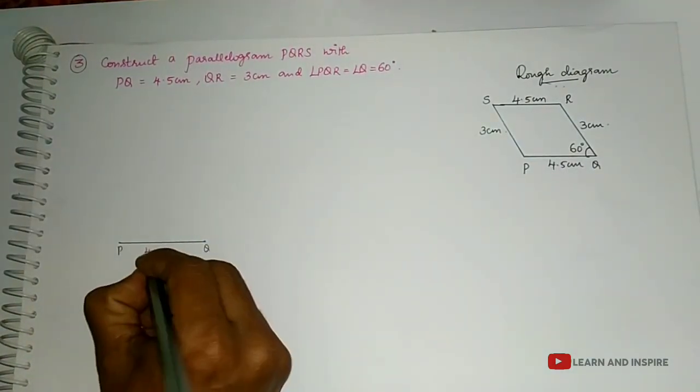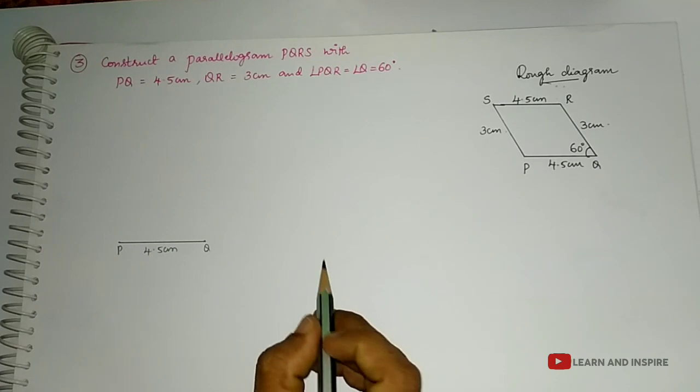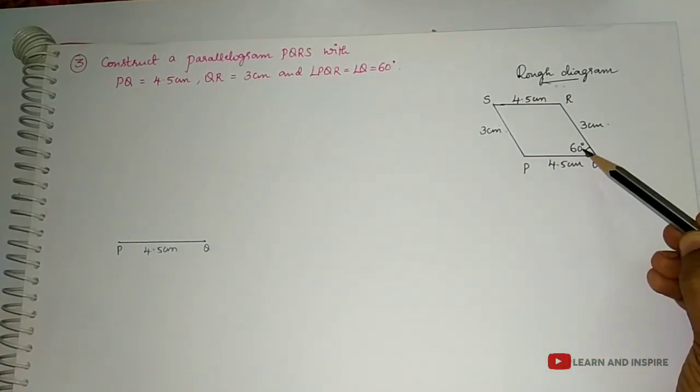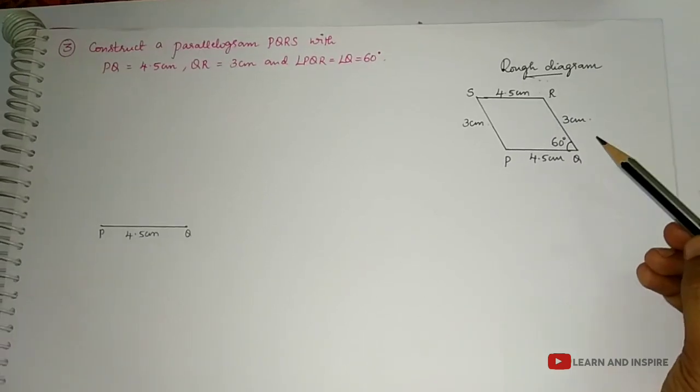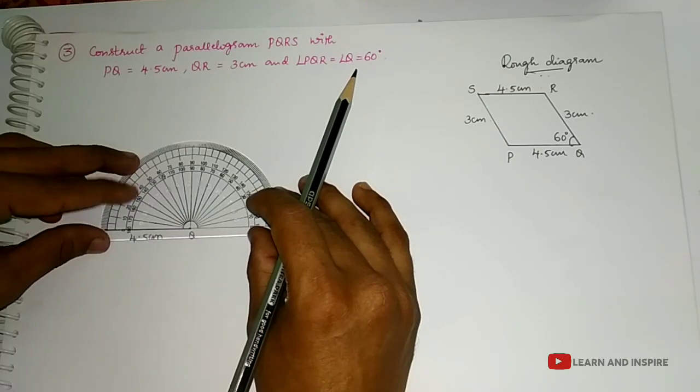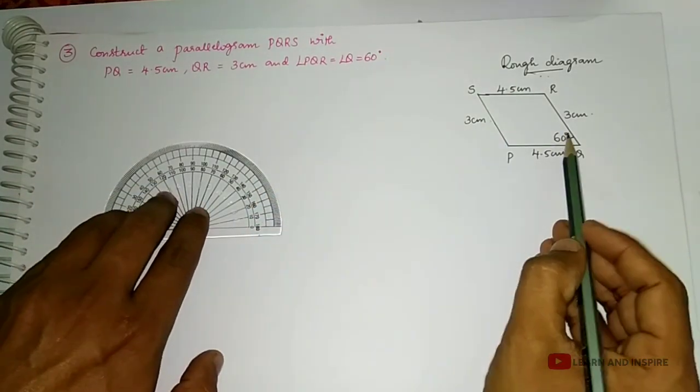PQ is 4.5 centimeters. So this is the first step. Now what is the second step? With Q as center, construct an angle of 60 degrees. So with Q as center we have to construct an angle. Okay, so what is the angle?